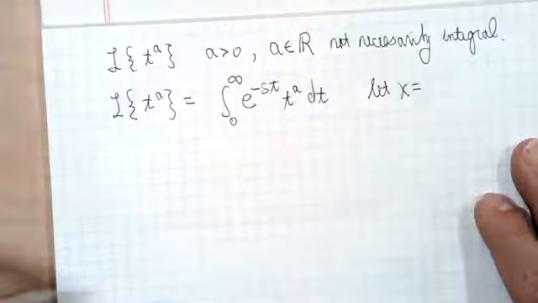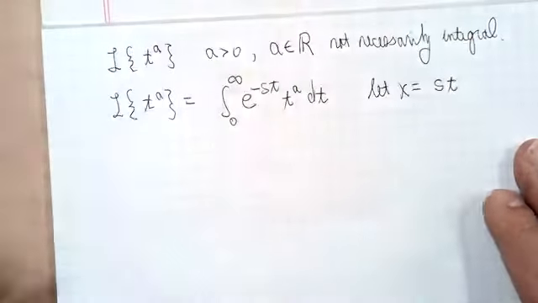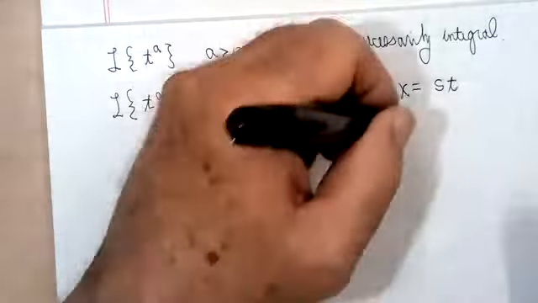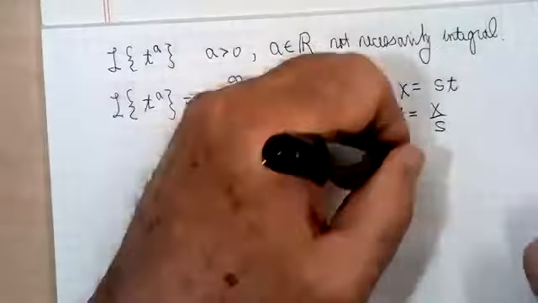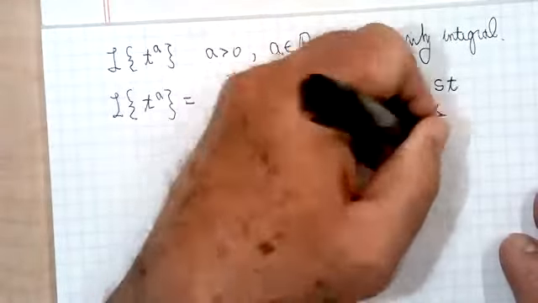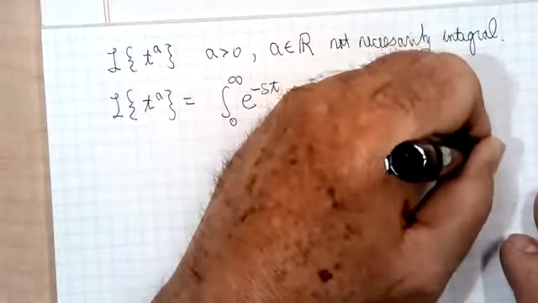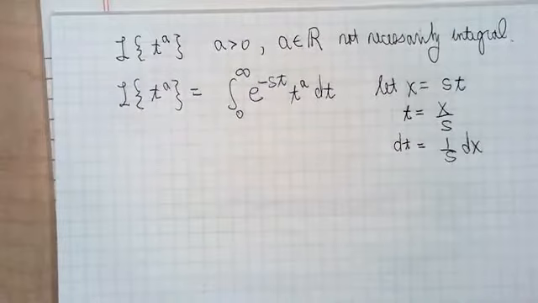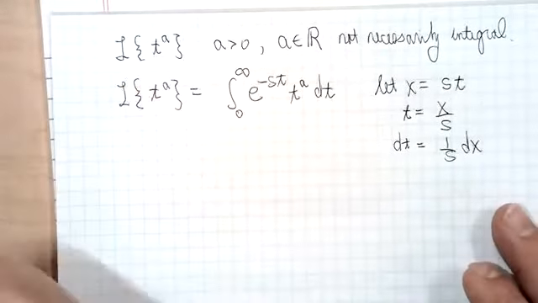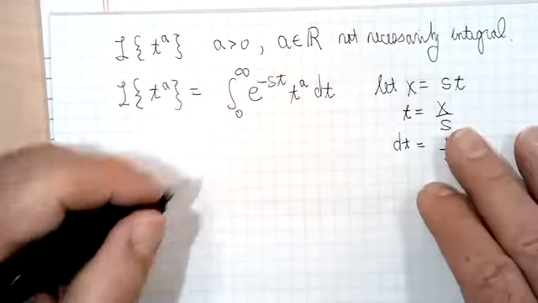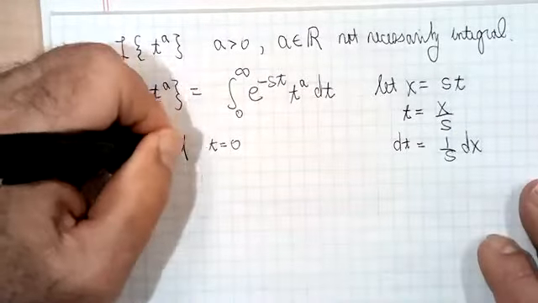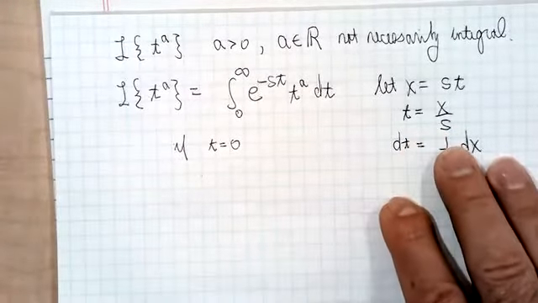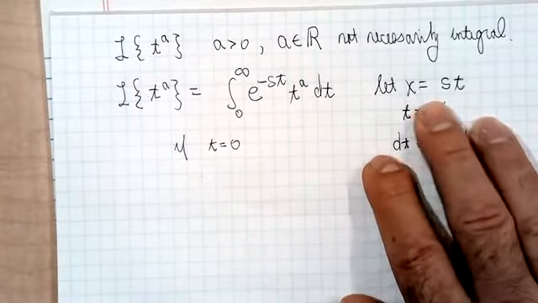What I'm going to do is let x be equal to st. And then t is equal to x over s, and dt is equal to 1 over s dx. So let's rewrite this integral. Oh, I should probably say this though. When t is 0, well, t is x over s, right? Or you could put it this way: x is s times t.